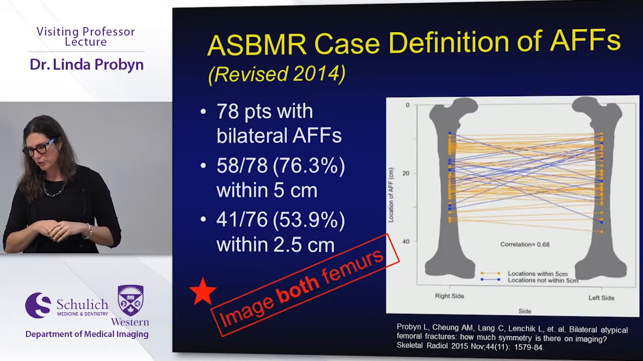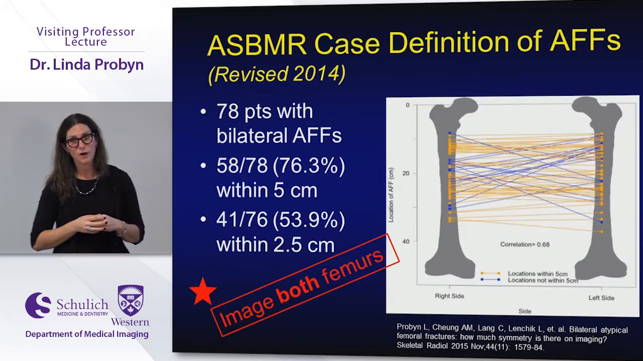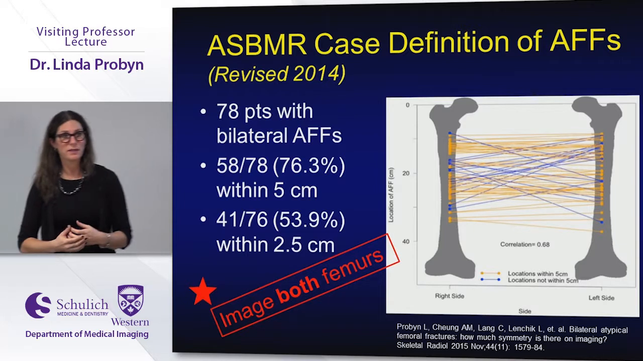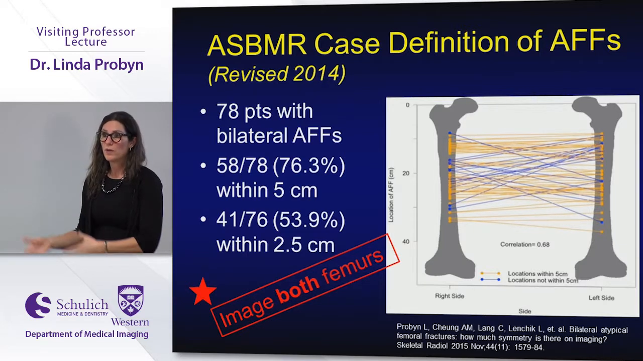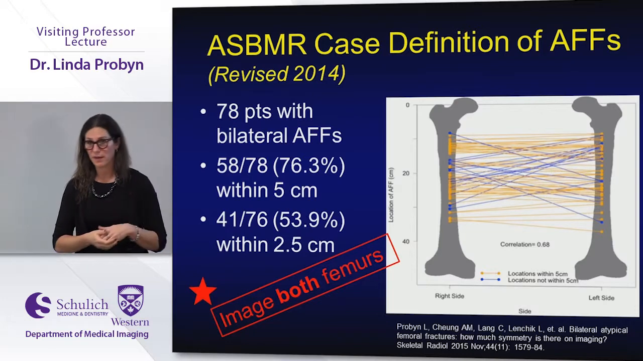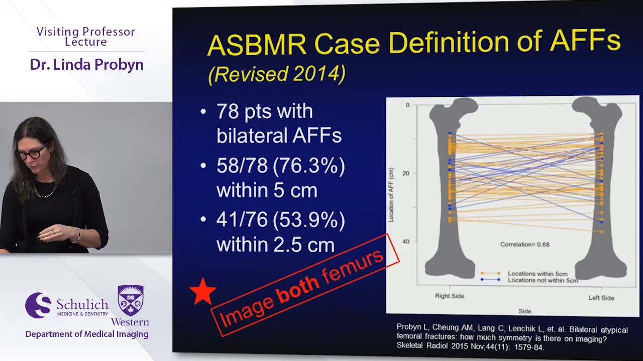So you want to make sure you image both femurs. That's definitely a key as far as us as radiologists helping and guiding the clinicians, because if we see it on one side, we definitely want to suggest that the other femur is imaged, given this high incidence of bilateral fractures.